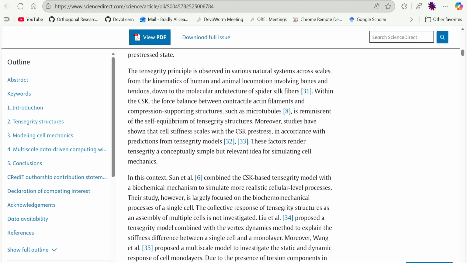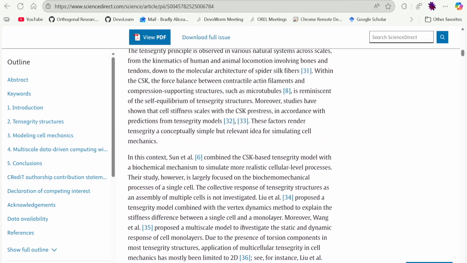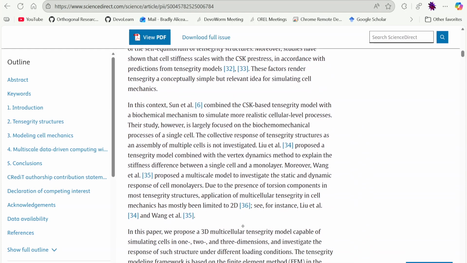So they're talking about pre-stress and how cell stiffness in individual cells can scale with that pre-stress. In accordance with predictions from tensegrity models, these factors render tensegrity a conceptually simple but relevant idea for simulating cell mechanics. And then they talk about how it's not easy to simulate. Yeah, it's going to be hard because you have all these different factors that go into it, and they're important for, I take it, determining things like pre-stresses and the opposing balances of forces, things like that.